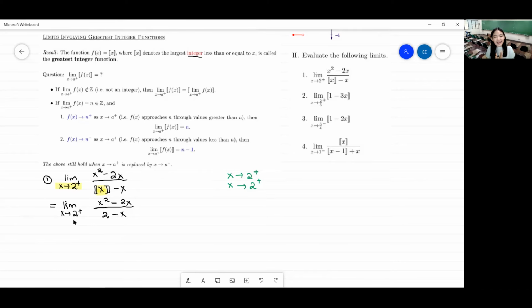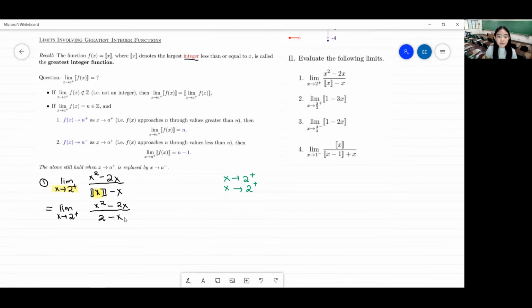So yes, our problem is gone, our GIF is gone, and we can solve this. If I substitute x equals 2 in my function here, what happens? I have 4 minus 4 over 2 minus 2, that's 0 over 0. And this is again an indeterminate form of type 0 over 0. So ideally, you want to cancel some x minus 2 in the numerator and some x minus 2 in the denominator.